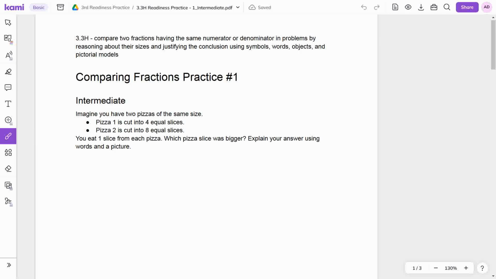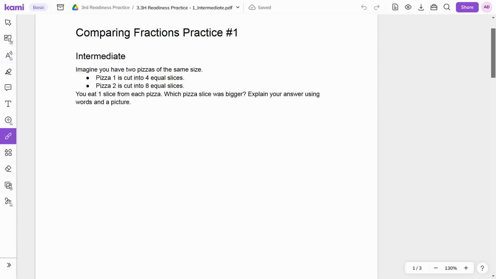Today we are looking at the Readiness Practice resource for 3.3H comparing fractions. This is the intermediate version. If you're interested in looking at the proficient or advanced versions for 3.3H or the resources for any other standard, you can do so by using the link in the video description.